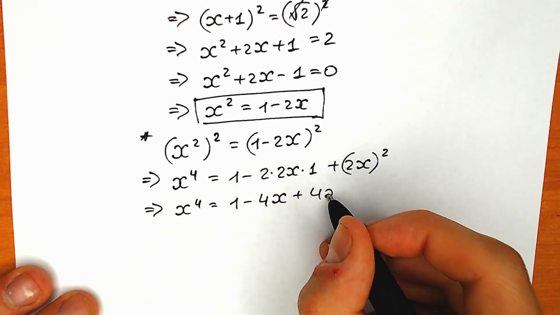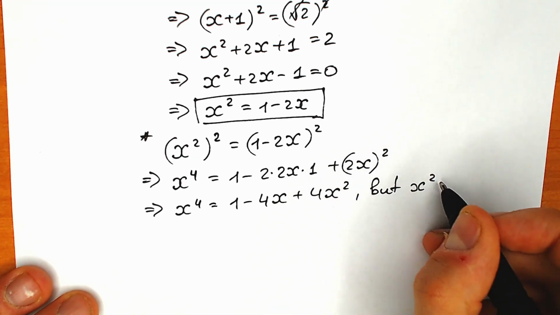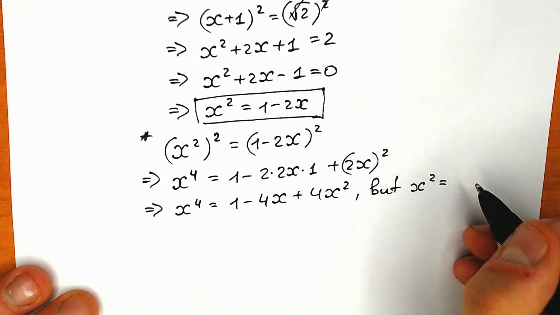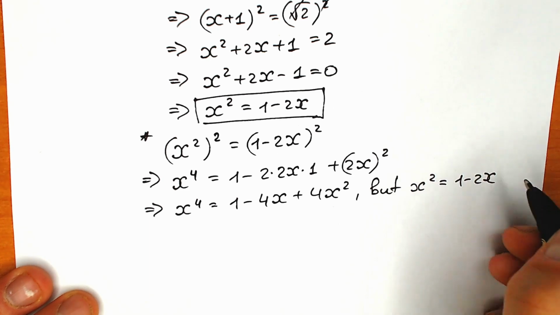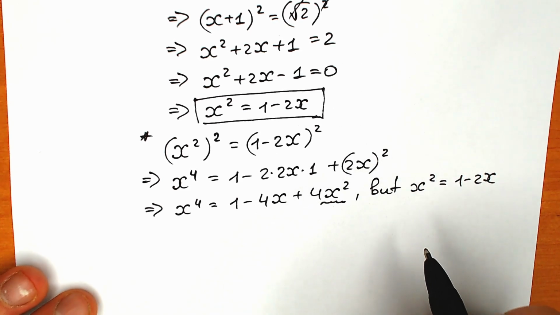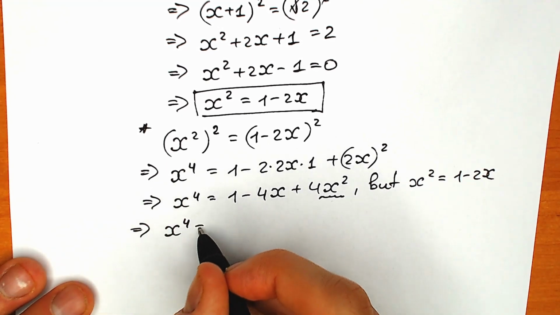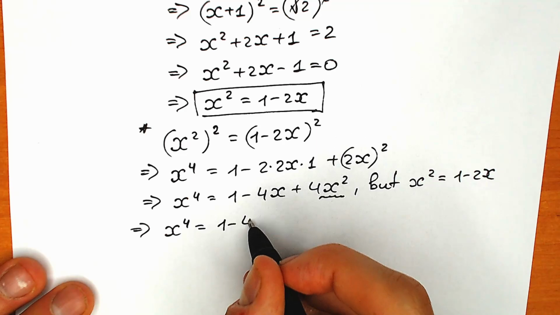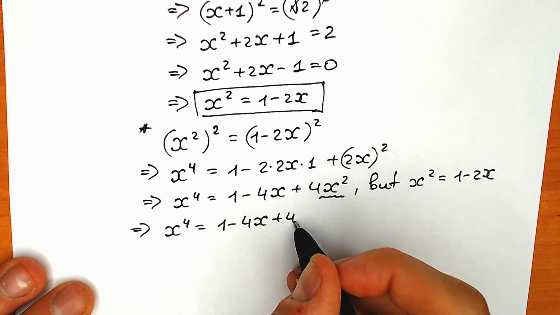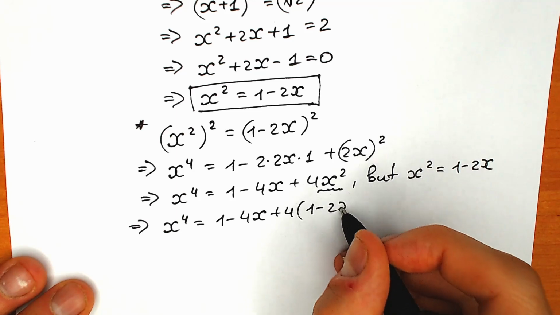plus 4x squared. And right now, really tricky moment, because x squared equals 1 minus 2x from here. So let's plug in, instead of this x squared, this 1 minus 2x. So from here, what do we have? We have x to the power 4 equal to 1 minus 4x plus 4 times x squared, which is 1 minus 2x. So we have 1 minus 2x.